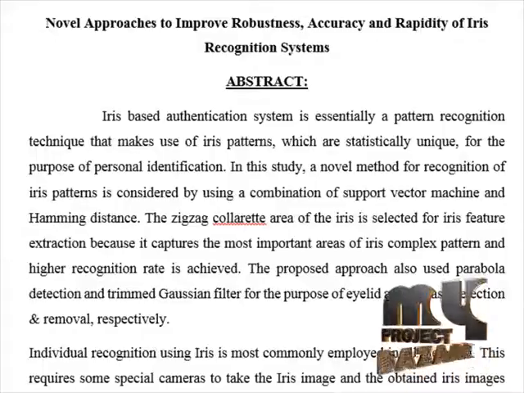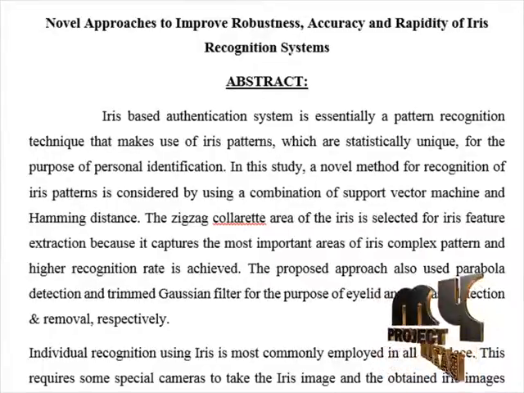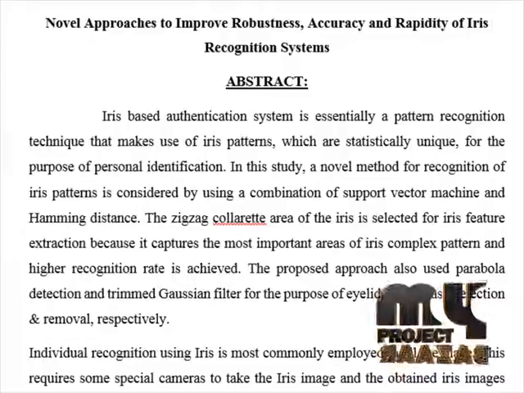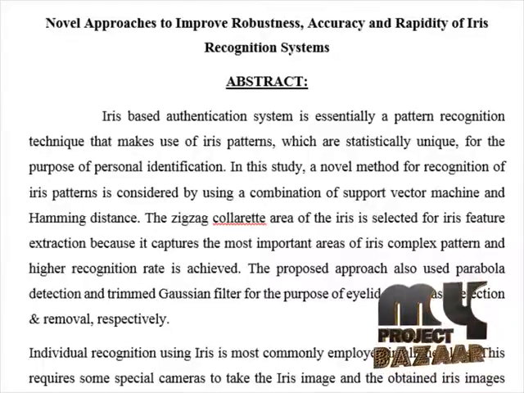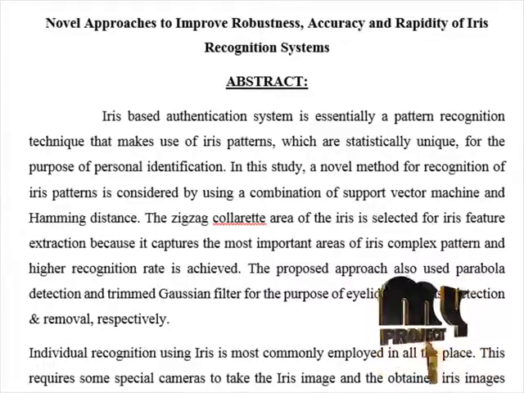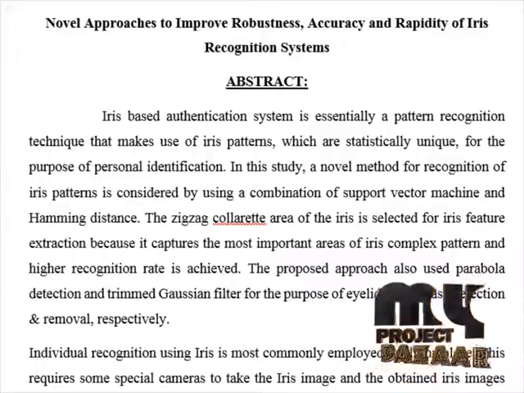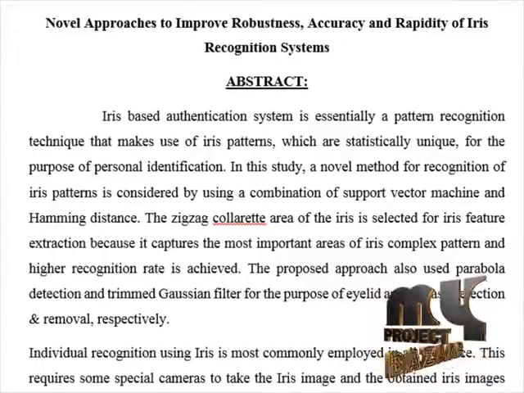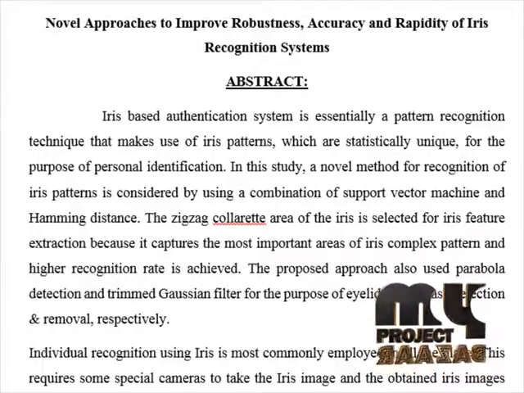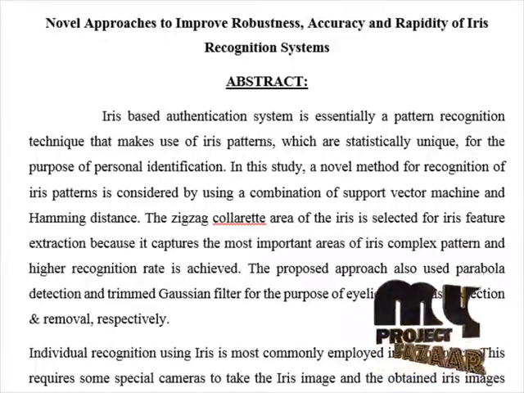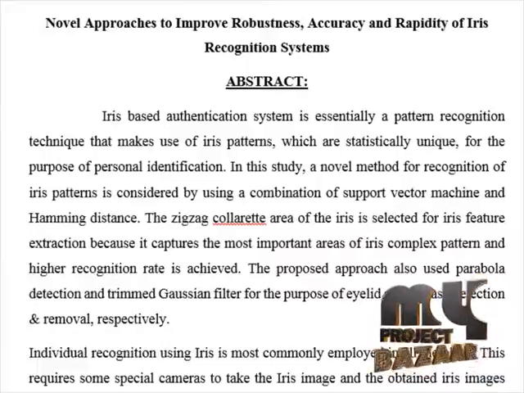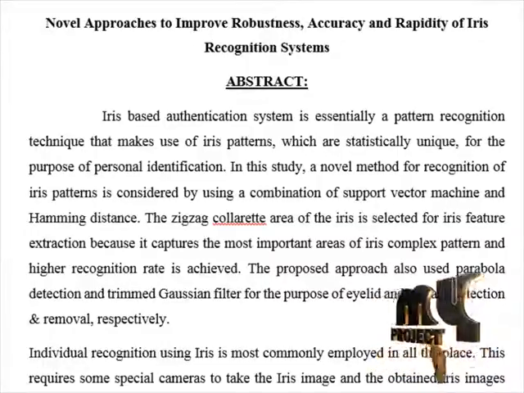In this study, a novel method for recognition of iris pattern is considered, using a combination of support vector machine and Hamming distance. The zigzag colored area of the iris is selected for iris feature extraction because it captures the most important areas of the iris complex pattern, and a higher recognition rate is achieved. The proposed approach also uses parabola direction and a trimmed Gaussian filter for eyelid and eyelash detection and removal respectively. Individual recognition using iris is most commonly employed in all places.